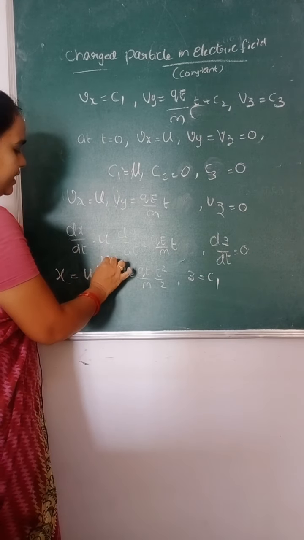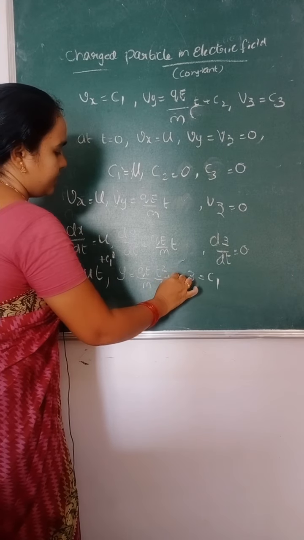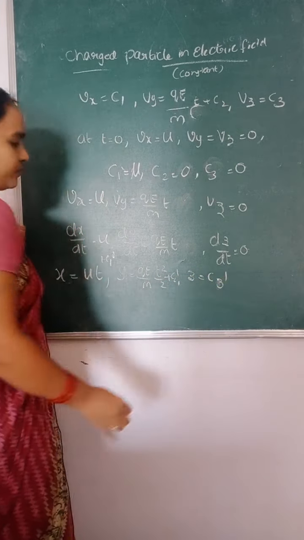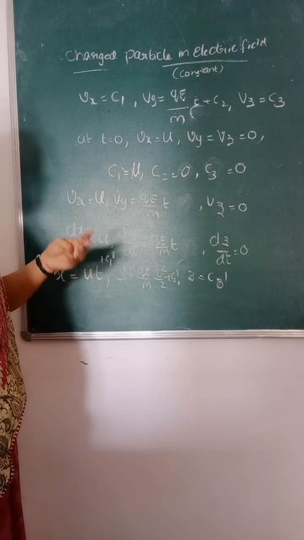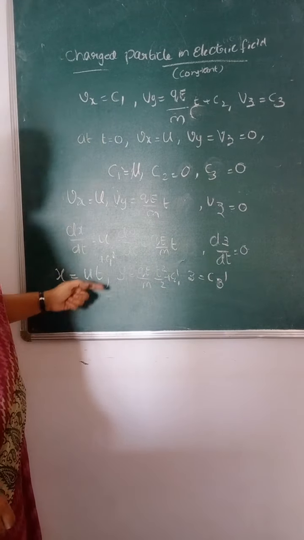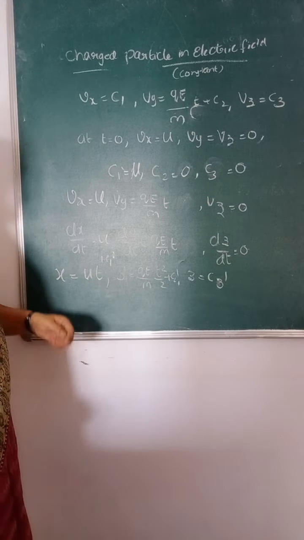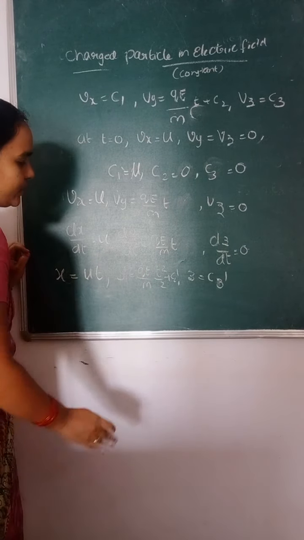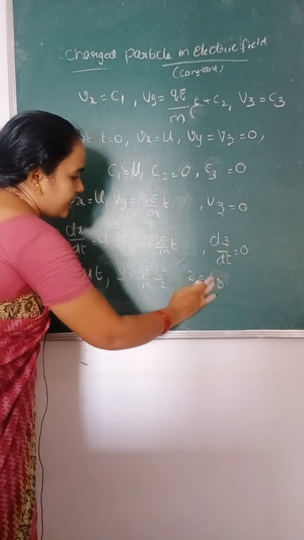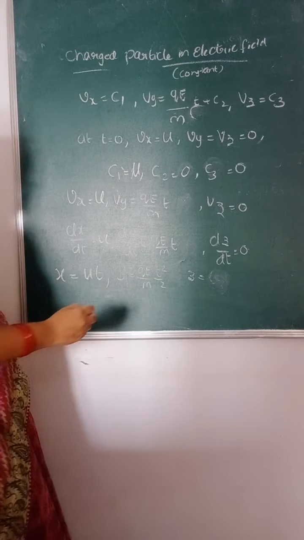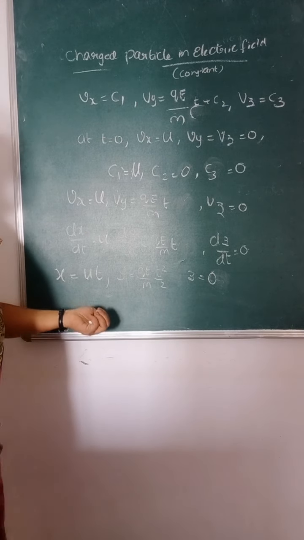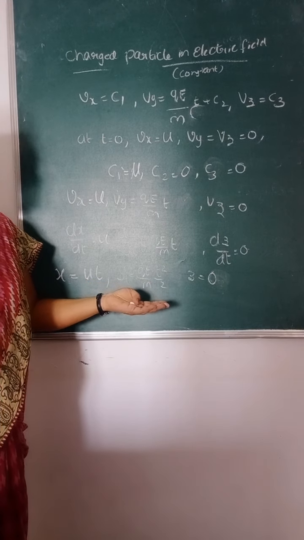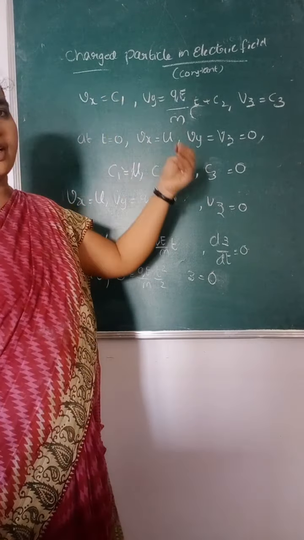Here c1 dash, c2 dash and c3 dash are the constants of integration. Then applying the boundary conditions: initially x is equal to 0, y is equal to 0, z is equal to 0, so c1 dash, c2 dash and c3 dash are 0. Then simply x is equal to ut, y is equal to QE by m into t square by 2, and z is equal to 0. These are the position vectors of the charged particle along the xyz directions when the applied field is along the direction of y.